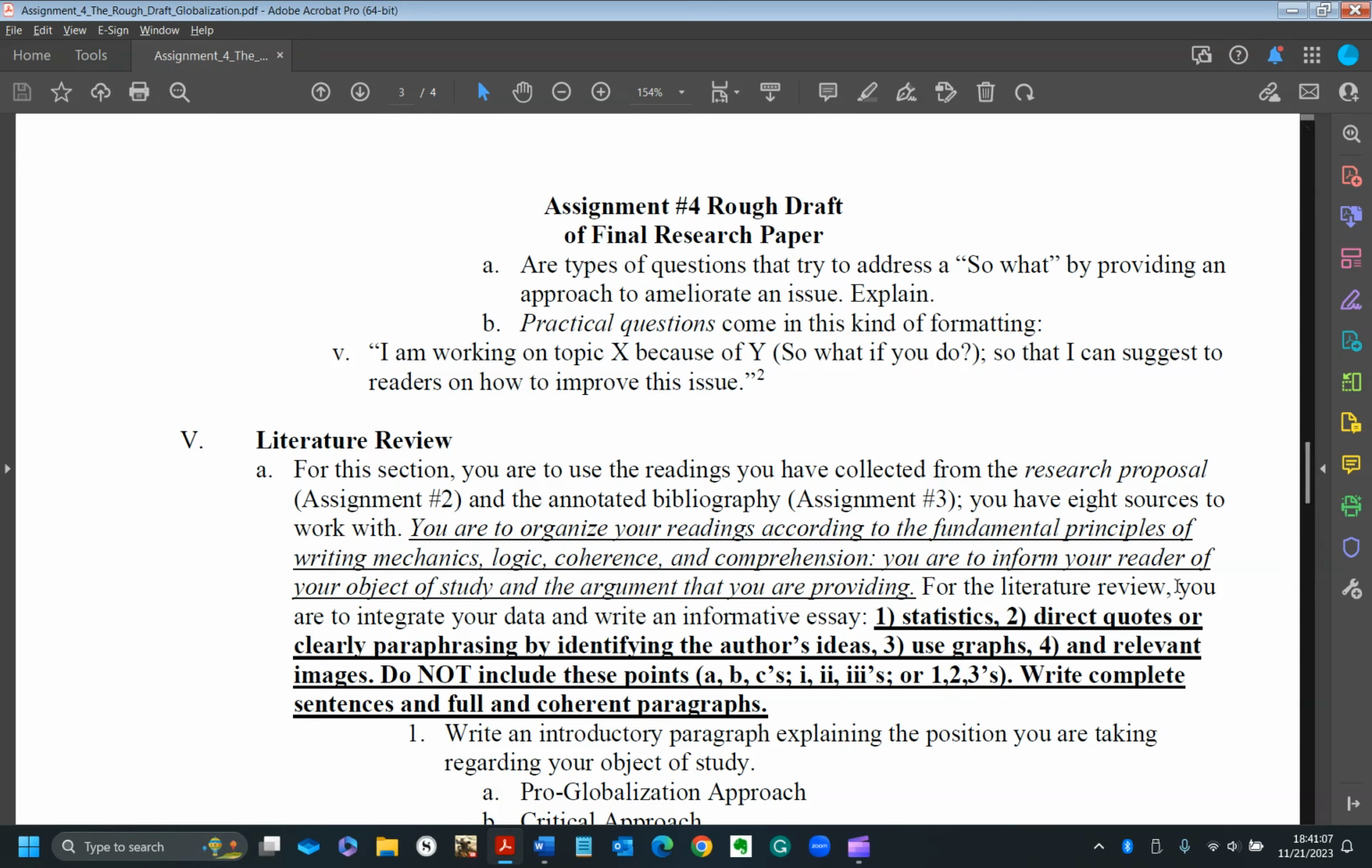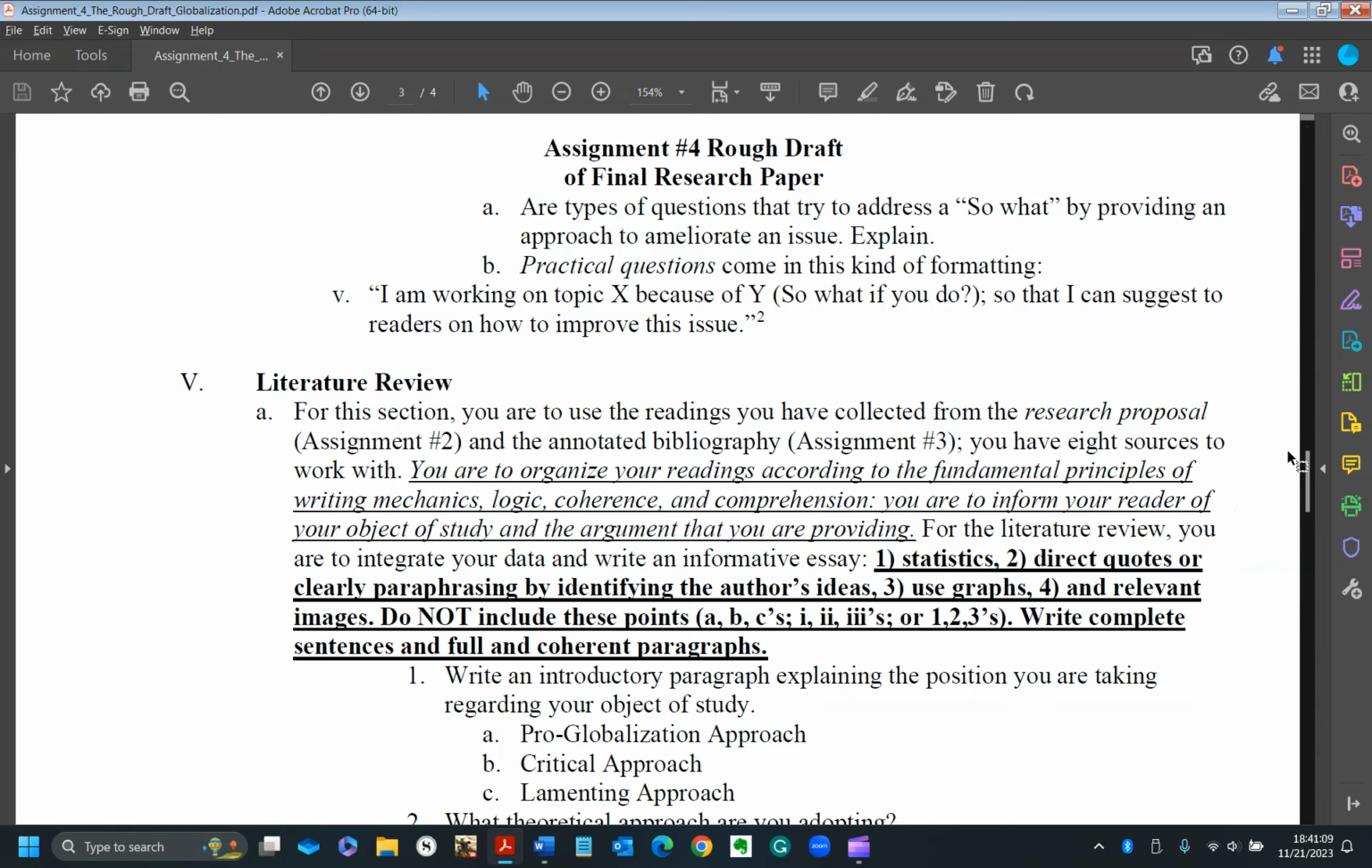You are to organize your readings according to the fundamental principles of writing mechanics, logic, coherence, and comprehension. You are to inform your reader of your object of study and the argument that you are providing. For the literature review, you are to integrate your data and write an informative essay. You could use statistics, direct quotes, or clearly paraphrasing by identifying the author's ideas. You could use graphs and relevant images.